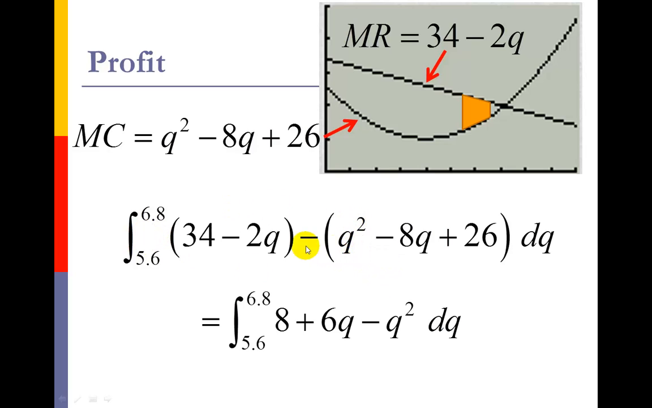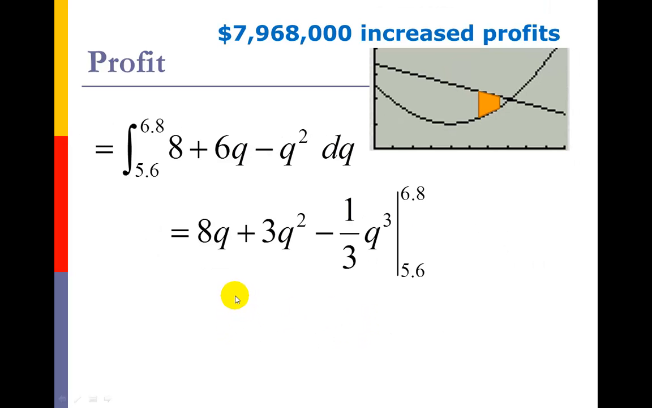Simplifying this, the negative goes all the way through, and then combining, that's where I got this expression. This right here, 8 plus 6q minus q squared, you could actually give a business term to that. That would be your marginal profit formula. When you do the subtraction of MR minus MC, you do have your marginal profit formula. When we integrate it, we're going to get the change in the profit.